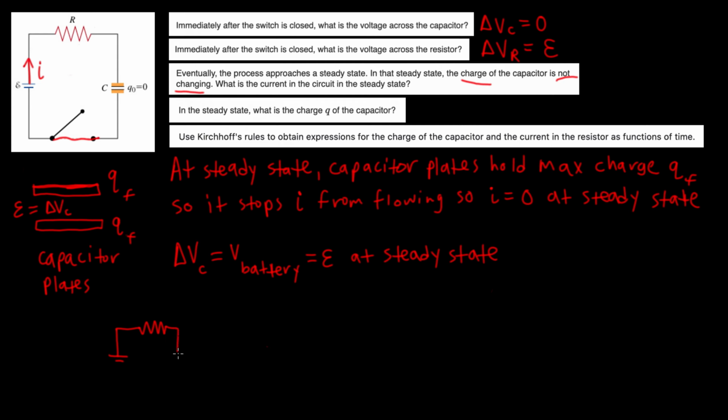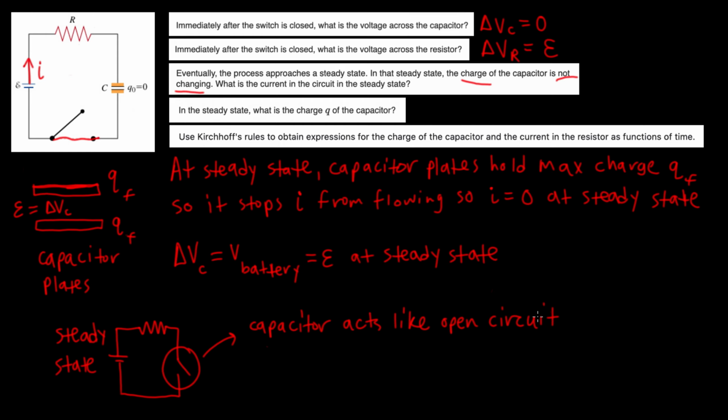So we can actually redraw this circuit above. And so note that I said that the current is equal to 0 at steady state, meaning that there's no current that's flowing in the circuit at steady state. So actually, the capacitor acts like an open circuit, because in an open circuit, the current cannot flow. So this is what the circuit acts like at steady state. The capacitor acts like an open circuit, meaning that no current is flowing in the circuit at steady state, since the current is equal to 0.